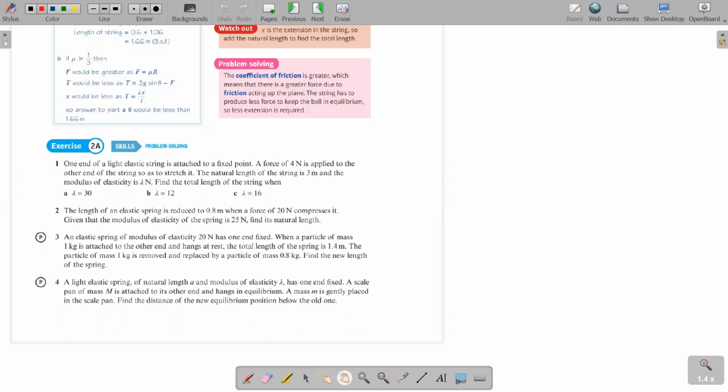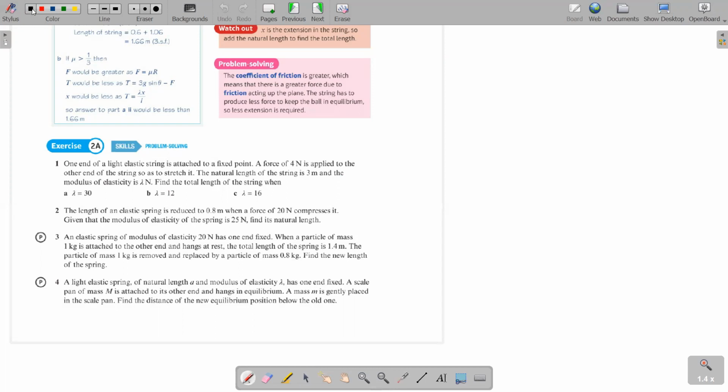We'll go to the applications of Hooke's law now, in exercise 2A, question number 1. They say one end of a light elastic string is attached to a fixed point A. A force of 4 Newton is applied to the other end of the string so as to stretch it. The natural length of the string is 3 meters and the modulus of elasticity is lambda. Find the total length of the string when lambda is 30.